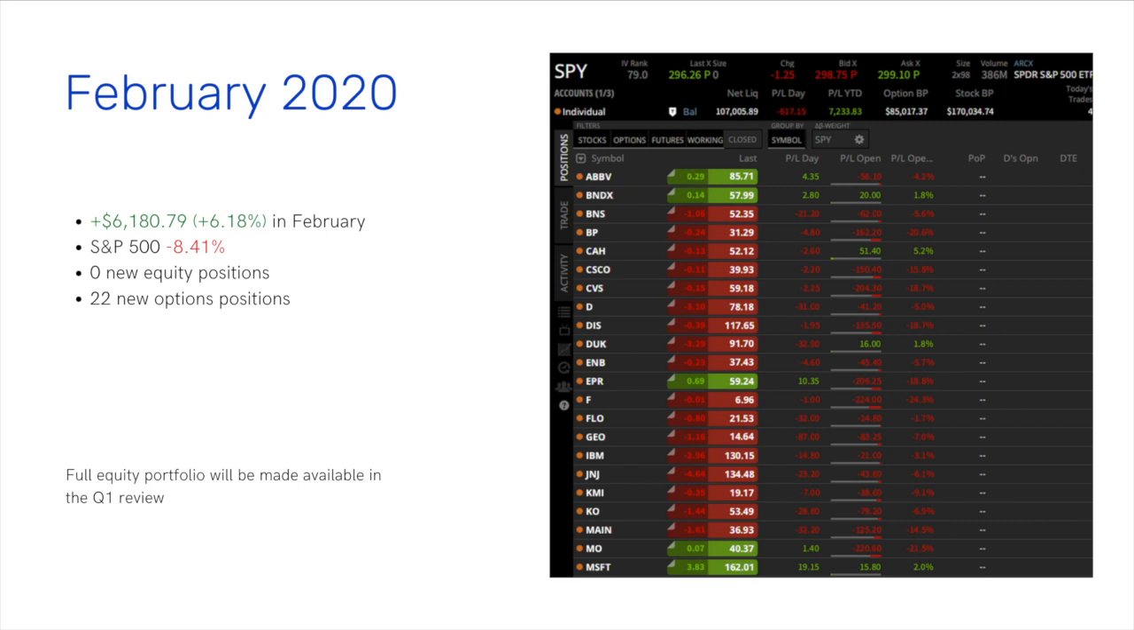In February, the portfolio returned 6.18%, while the S&P 500 lost 8.41%. This brought the total return of the portfolio to 7.23% and the net liquid value to $107,005.89 after fees. No new equity positions were established this month, but 22 options positions were taken. That option position number doesn't take into account any closed positions from the previous month.